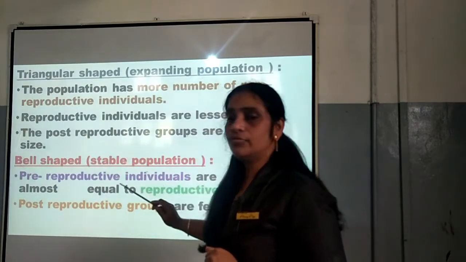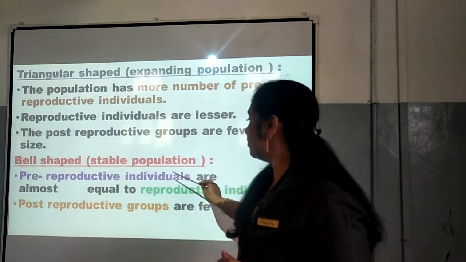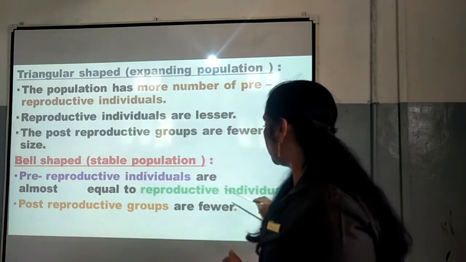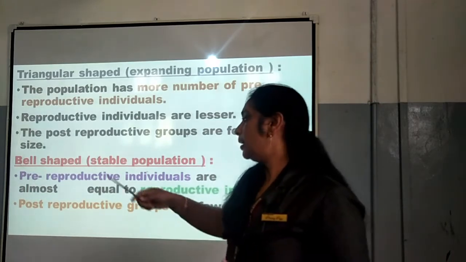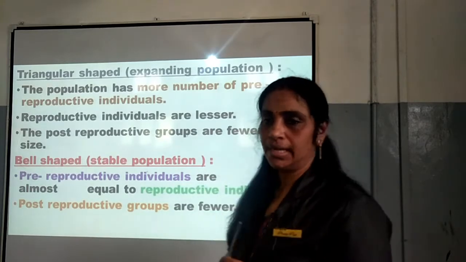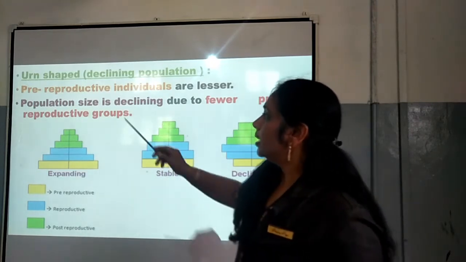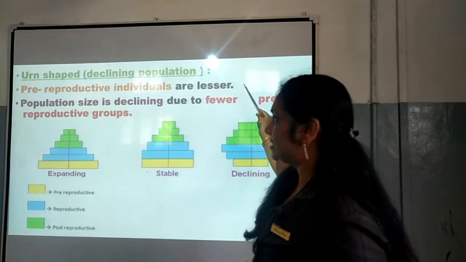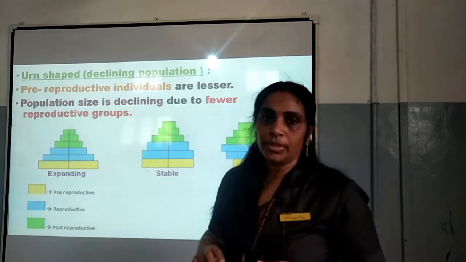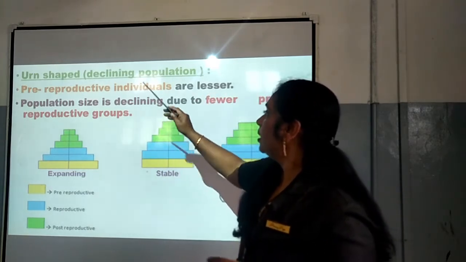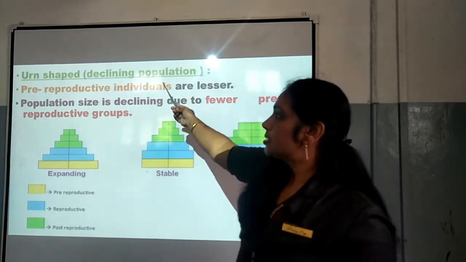Next is related to bell shape, which is also known as stable population. In this type of pyramid, pre-reproductive individuals are almost equal to the reproductive individuals. Here, the young people will be equal to the reproductive age people, and the post-reproductive groups are very few in number. Next one is urn shaped, that is declining population. Here you can see pre-reproductive individuals are lesser, and the population size is declining due to fewer pre-reproductive groups. The younger groups will be very few in the case of a declining population, isn't it? That's why it is in the shape of an urn.